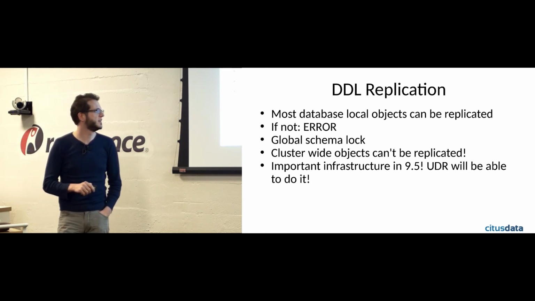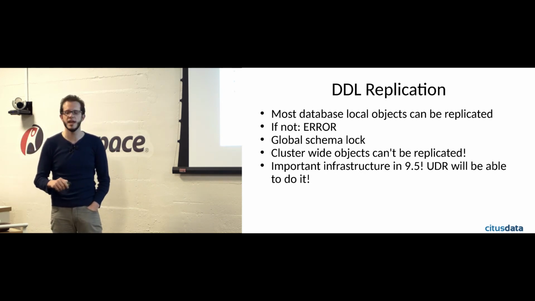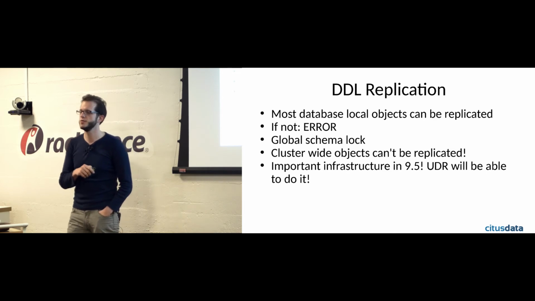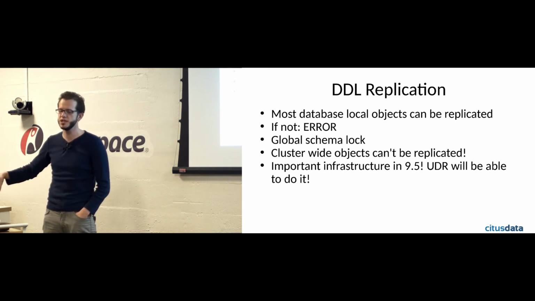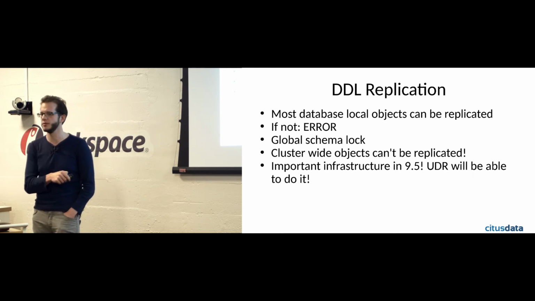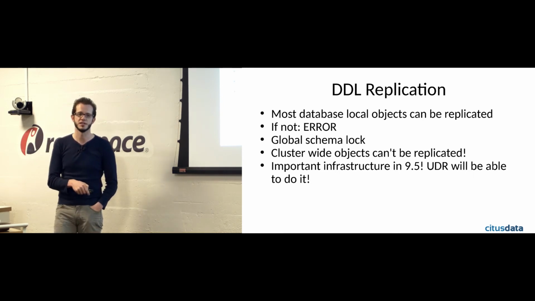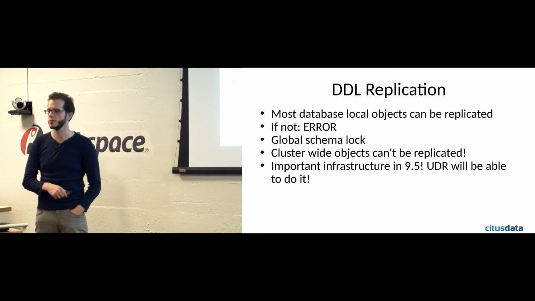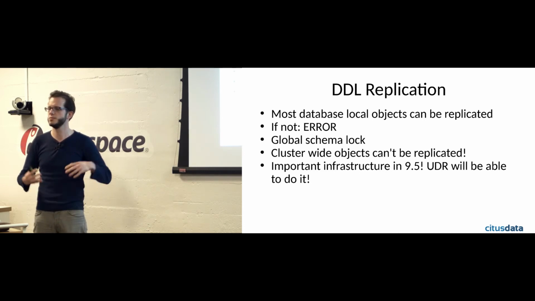Yeah, and the infrastructure for doing DDL replication is now in 9.5. So for 9.5, you don't have to patch Postgres anymore, which means UDR for 9.5 will get DDL replication in the same way BDR has it, or actually hopefully in a bit better way, because while integrating it, we improved the feature.